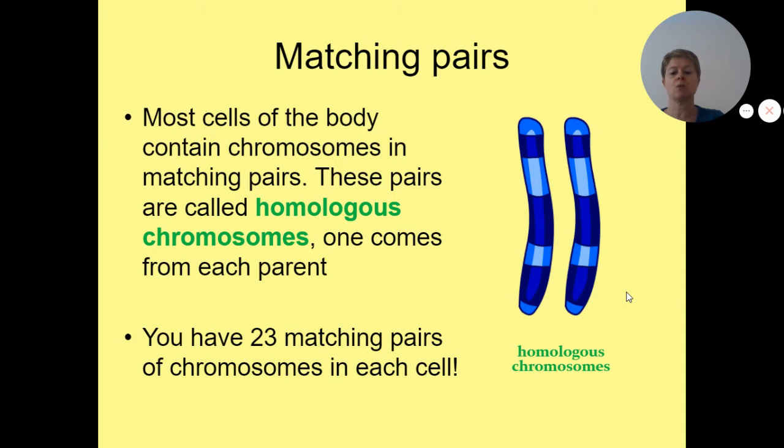Homologous chromosomes. So one from mum, one from dad, and they pair up so that you've got pairs of chromosomes that are responsible for the same things.